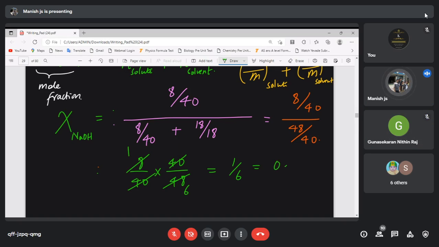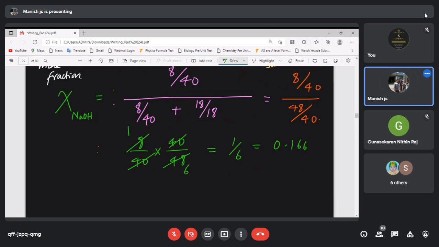0.166, recurring. So 0.166, you can approximate as 0.16 or so. You can leave it here. So 0.16, what is the unit? There is no unit.